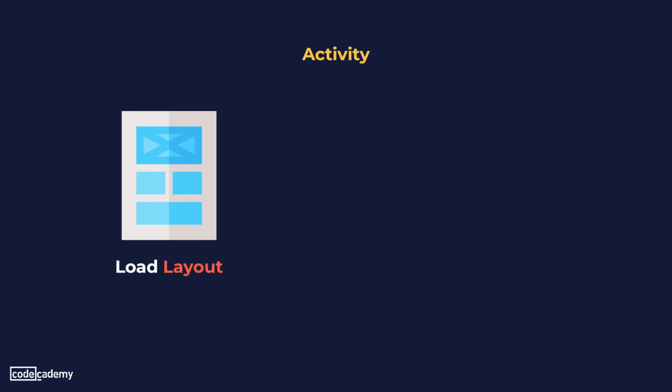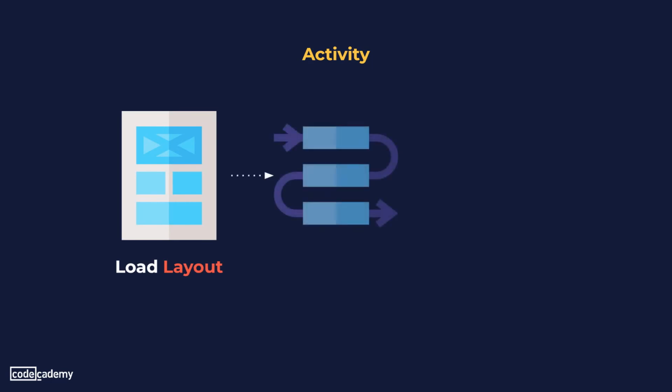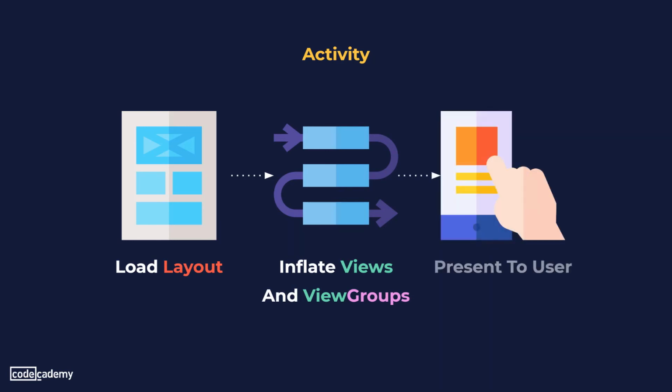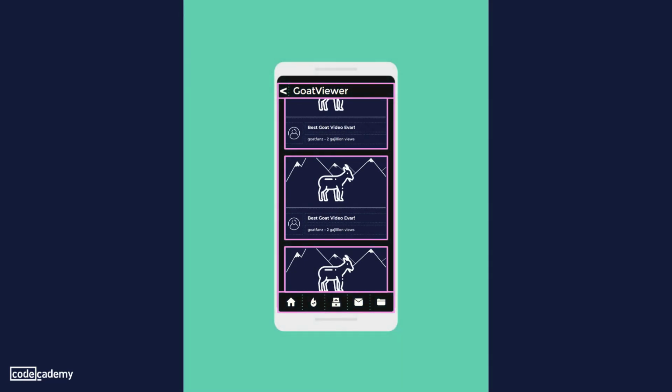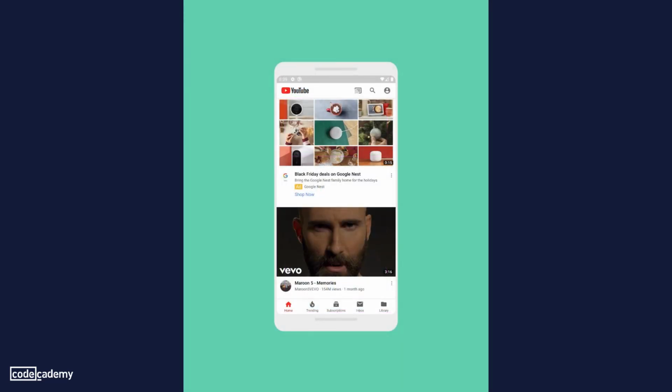When activities first launch, they read a layout file and convert it to a set of corresponding Java objects. These objects inherit from the base view object and may draw themselves to the screen. Despite being the top-level components responsible for presenting content to the user, activities must work with layout files and views to bring an interface to life.